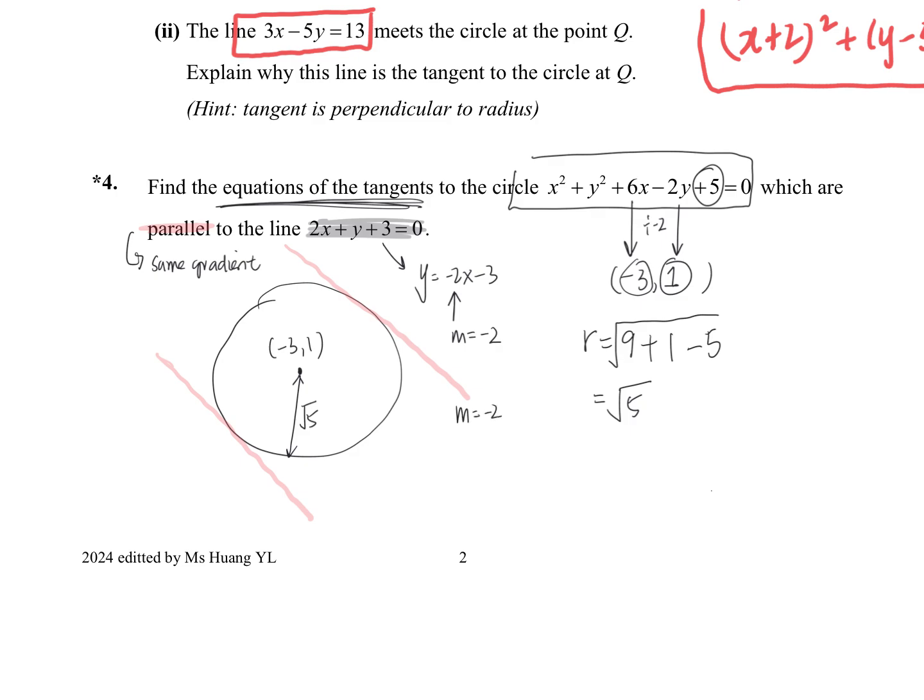So that means these two are the tangent lines I want, and I want to find the equation of these two lines. But before I can do that, I need a point on the line.